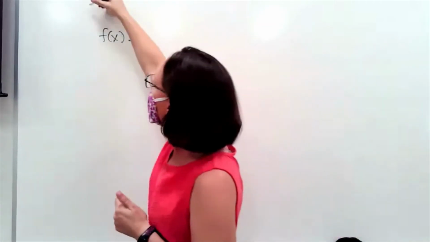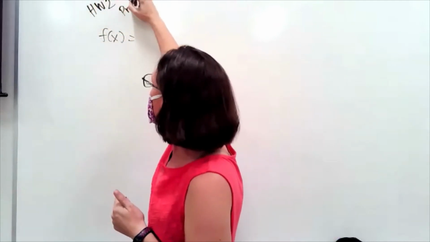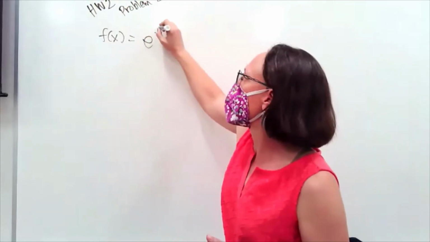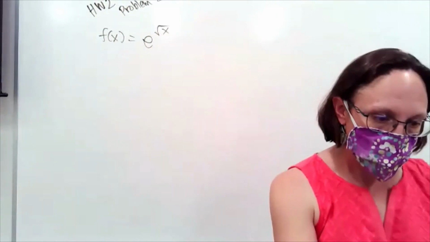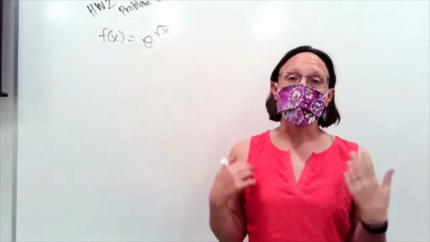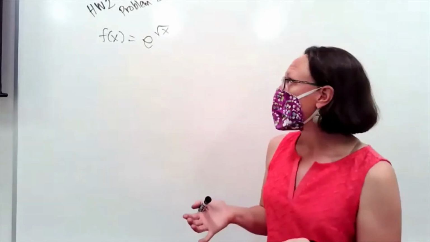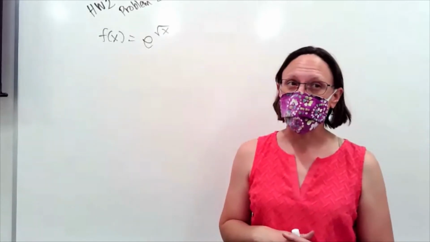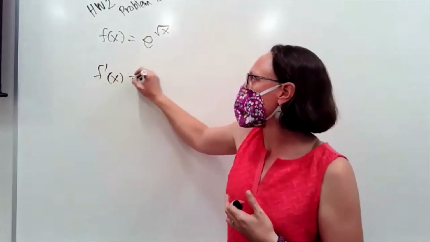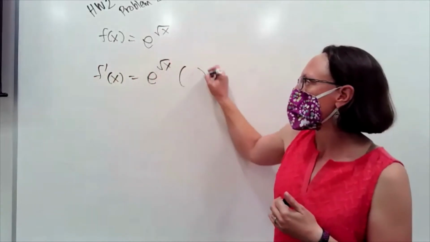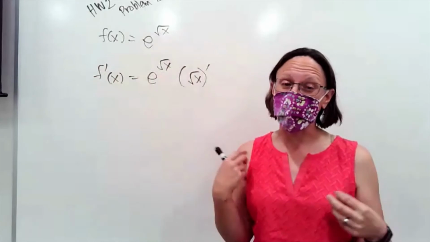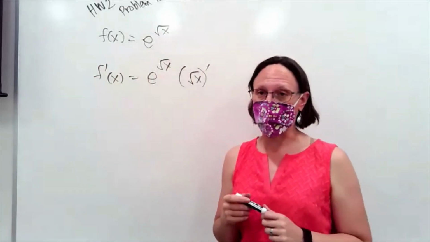So I am now on homework two, problem two. And our function is e to the square root of x. If I'm looking at e to the square root of x, and I know I'm going to have to take the derivative of this, we kind of have two options, but our basic framework here is still going to be e to some stuff times the derivative of the stuff. So this next step comes down to how you personally think about the derivative of the square root of x.